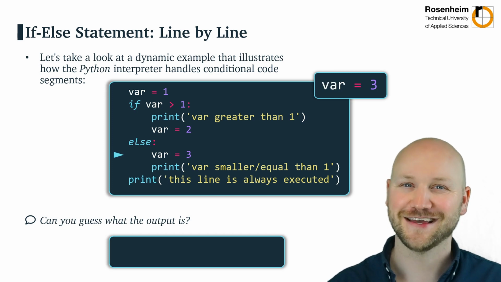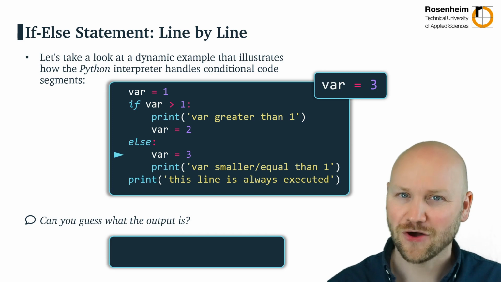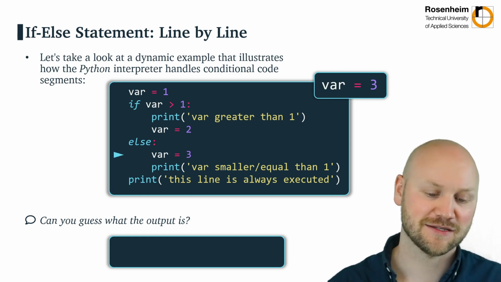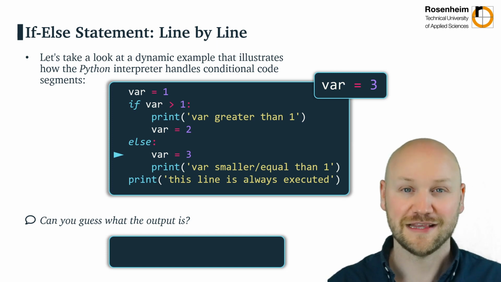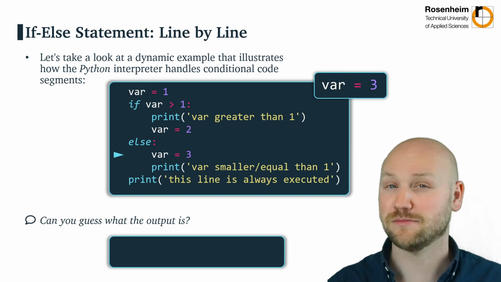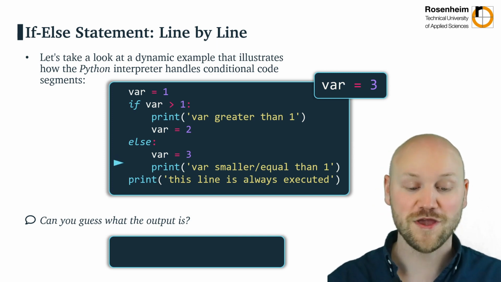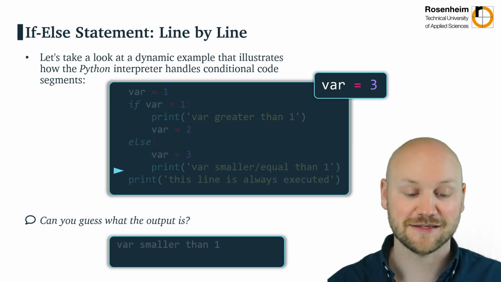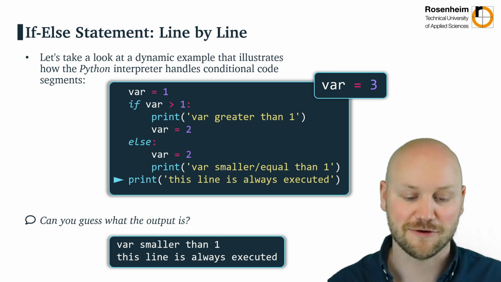And the question is, are we going back to the if condition to check it again, or do we stay in the else part and not go back to the if again? The latter is correct. We are changing the variable to 3, but we are not going back to the if condition again. We are printing the command that is in the else part, and then we are going to the last line that is not part of the if-else construction at all because it's not indented anymore, right?